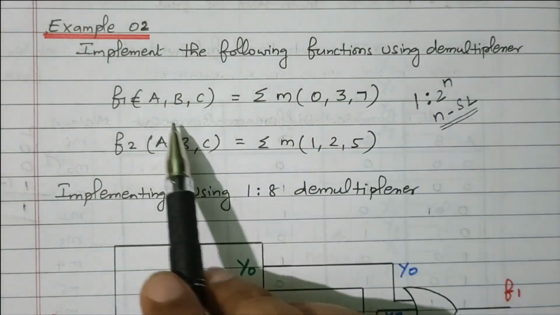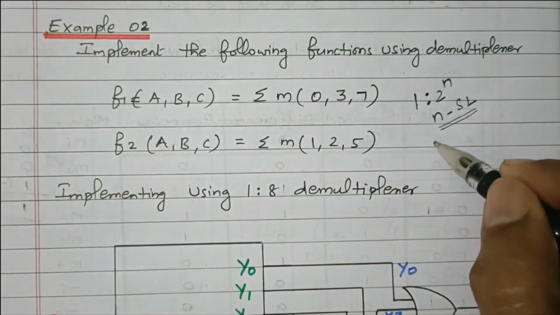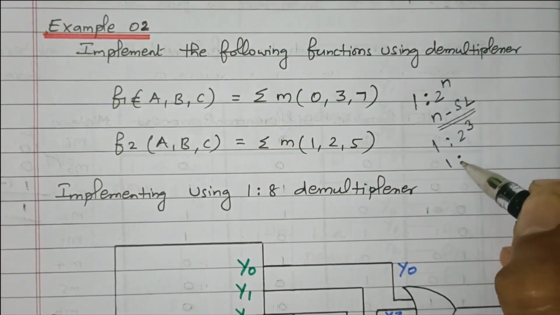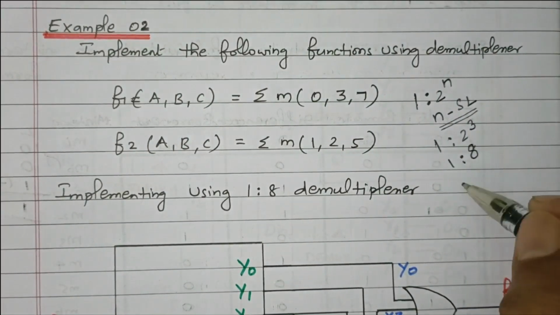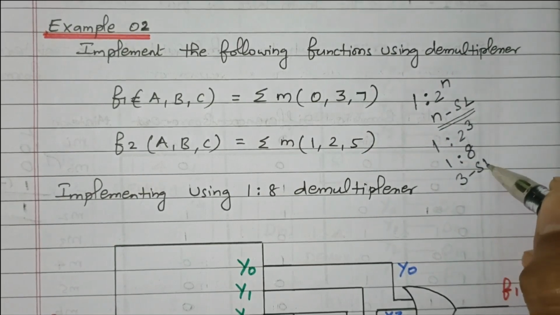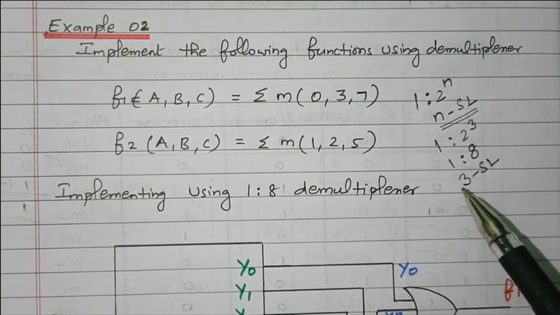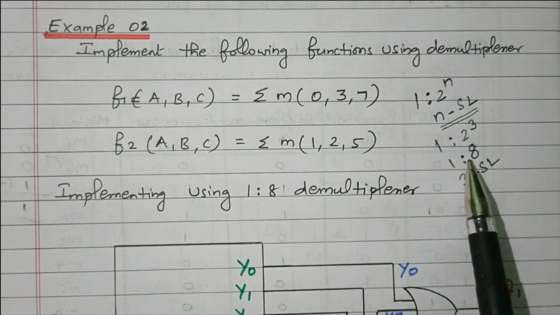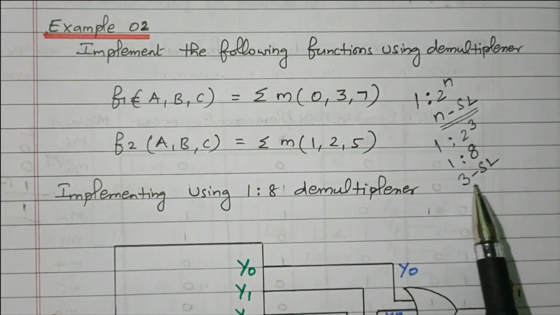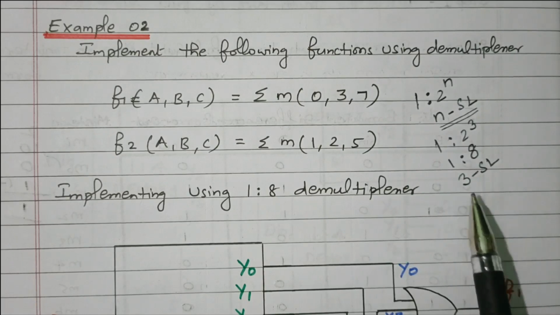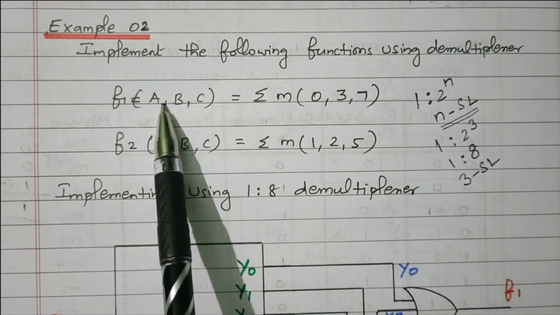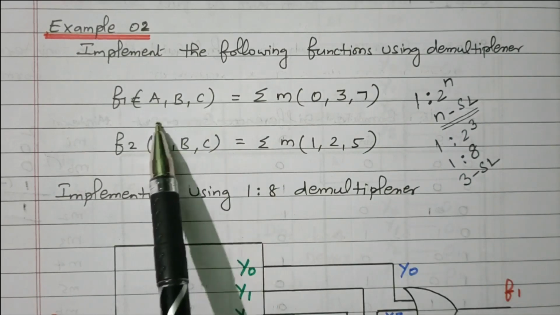Here n is 3. There are 3 variables available. So 1 to 2 to the power 3, that is, we need a 1 to 8 demultiplexer. Similarly, we need 3 selection lines. So to implement these functions f1 and f2, we need a 1 to 8 demultiplexer and 3 selection lines are needed. What are these 3 selection lines? These 3 selection lines are nothing but A, B, C.